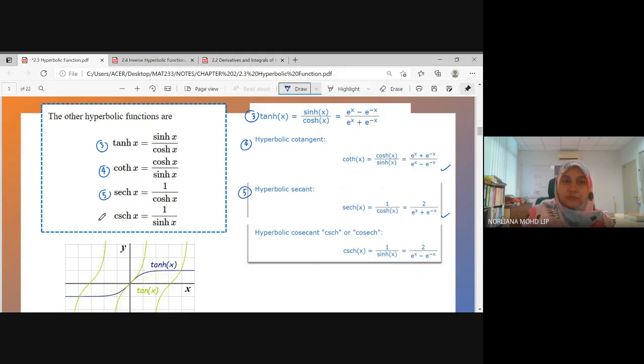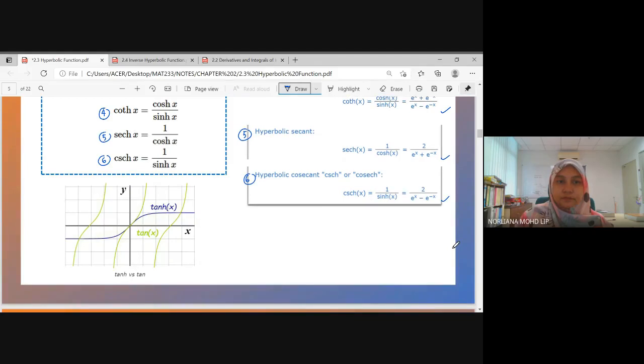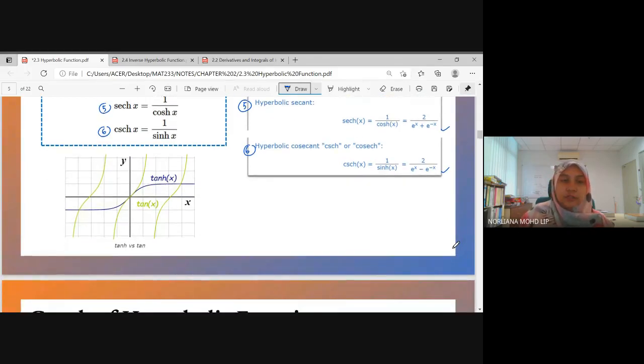And the last one is hyperbolic cosecant. The cosecant is equal to 1 over hyperbolic sine, or using the definition, 2 over exponent x minus exponent negative x. Okay, there are 6 functions for hyperbolic. This is the graph for hyperbolic tangent and the trigonometric tangent. It's a different function for hyperbolic and trigonometric function.